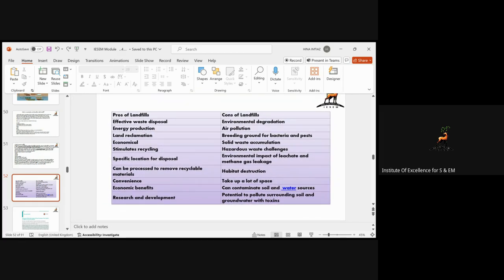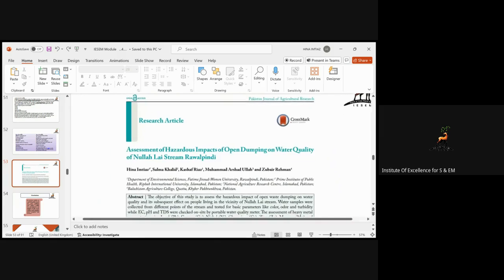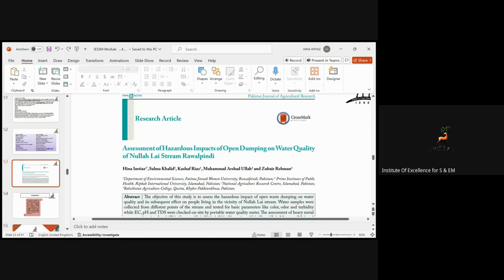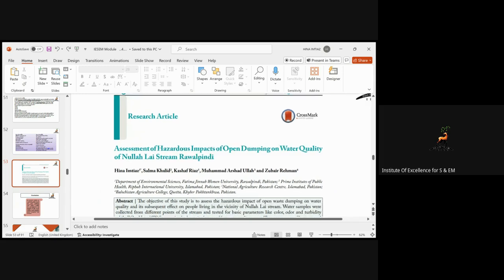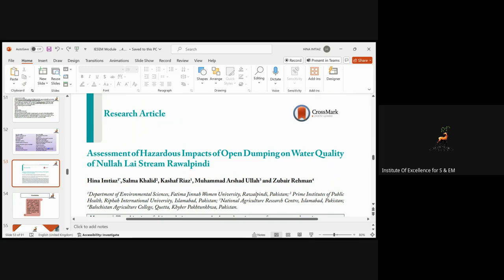And I want to show you my own research paper, which is on the assessment of the serious impact of open dumping on the water quality of Nala Lai stream, Rawalpindi. So basically, this is the assessment of the dangerous impacts on the local people by the dumping of solid waste. And this was the first research article of mine. Now I have many more.